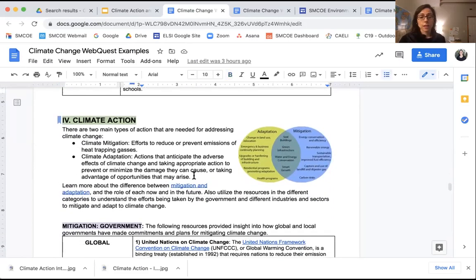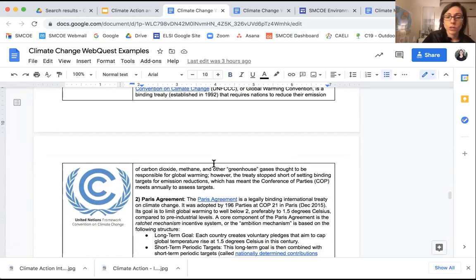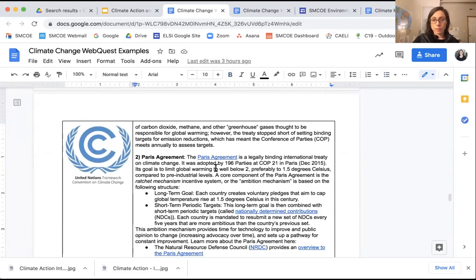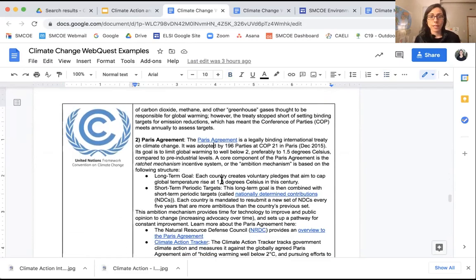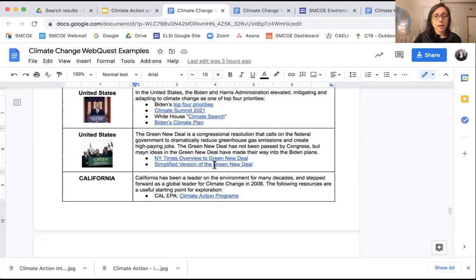But the fourth section is on climate action. This is where students can actually explore and go deeper into some of those examples that were shared here. In particular, the Paris Agreement is an important one for students to understand, probably more for secondary students and adults, but it can definitely be explained to younger students as well. And then there's stuff here around the United Nations development goals, around Biden's commitments, and around the Green New Deal, because that's been such a common topic in terms of how this is connected to jobs and environmental justice.